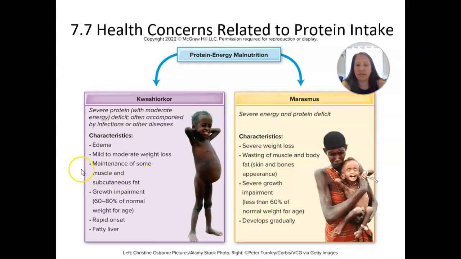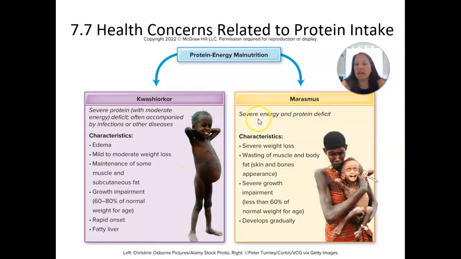So here are the characteristics. So edema, especially in the abdominal region, mild to moderate weight loss, maintenance of some muscle and some subcutaneous fat. Remember, this is going to be the fat just underneath the skin. And there are growth impairments. So individuals that have this condition are going to reach 60 to 80% of their normal weight for their age. So they're going to be below weight. This has rapid onset, and individuals often also suffer from fatty liver. Okay, so again, protein deficiency.